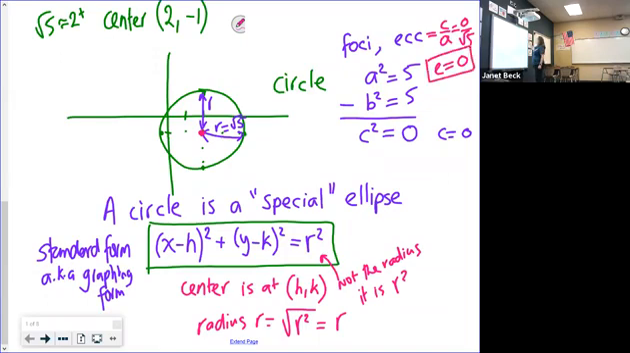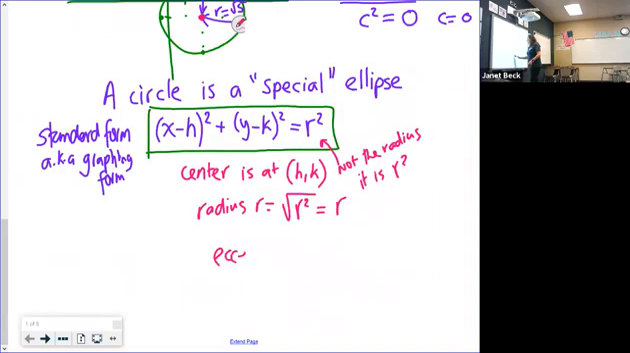Why? Because remember, eccentricity is a measure of how far away from being a circle you are. So when you've got a circle, you're 0 distance from being a circle. The eccentricity of every single circle always will equal 0, and the foci are at the center.